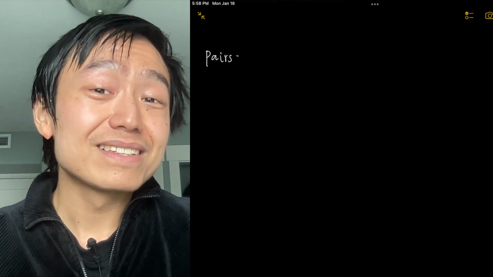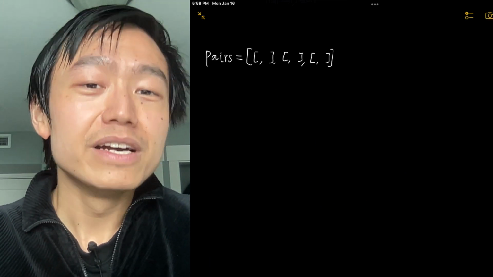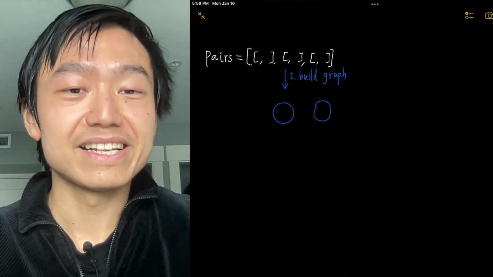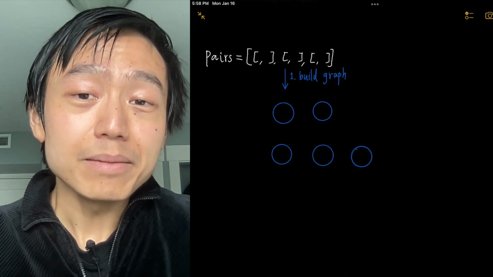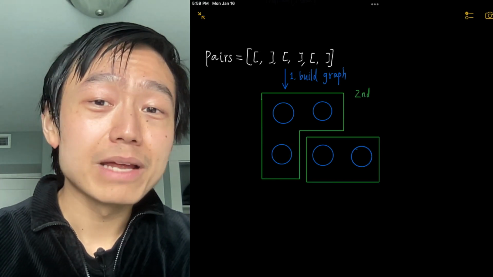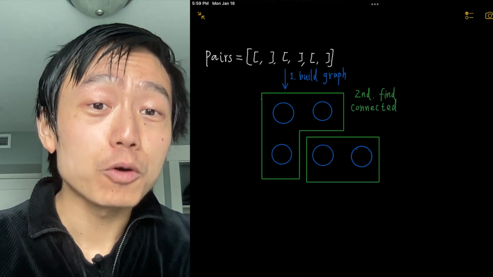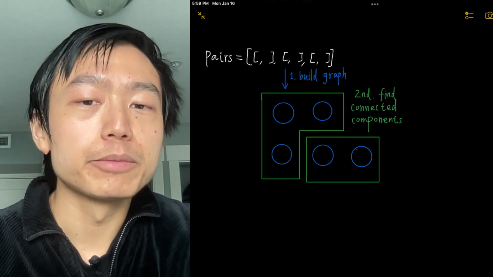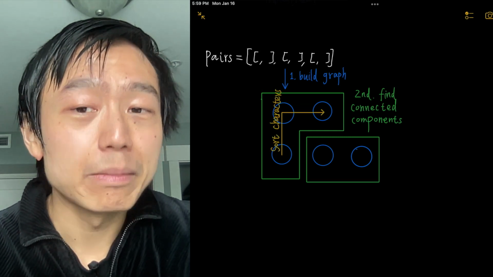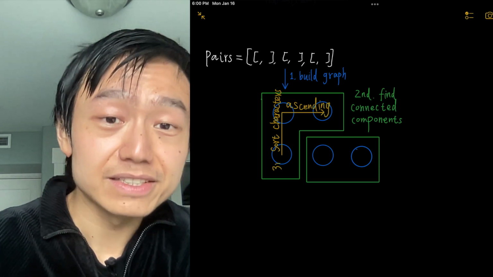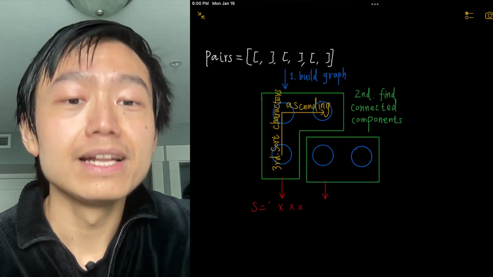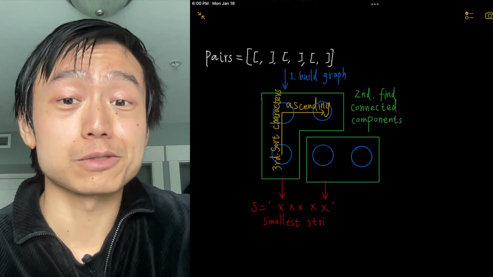So, how could we find the lexicographically smallest string? We need to sort the characters that correspond to these indices in ascending order, and then place them at each index. Therefore, we can break the solution down into four steps. The first step, we build a graph by using the given pairs, and second, we find the connected components in the graph, and third, in each connected component, we sort the characters in ascending order, and fourth, we just build the smallest string.